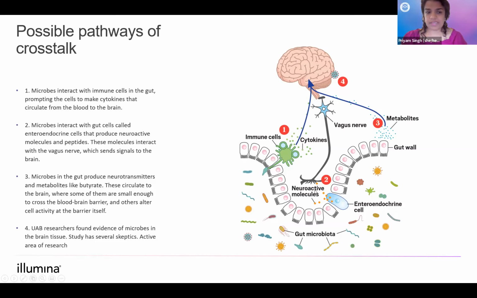The third one is metabolites like butyrate, which are produced with the help of the gut microbiome. These can also cross the blood-brain barrier and alter the cell activity at the barrier itself. And then finally, there's been one report of a study from the University of Alabama where they actually found bacteria in the brain. It's a controversial study, and this is a very active area of research right now.